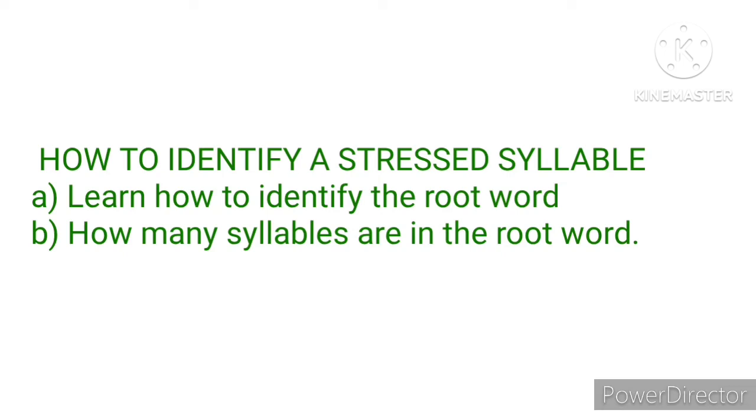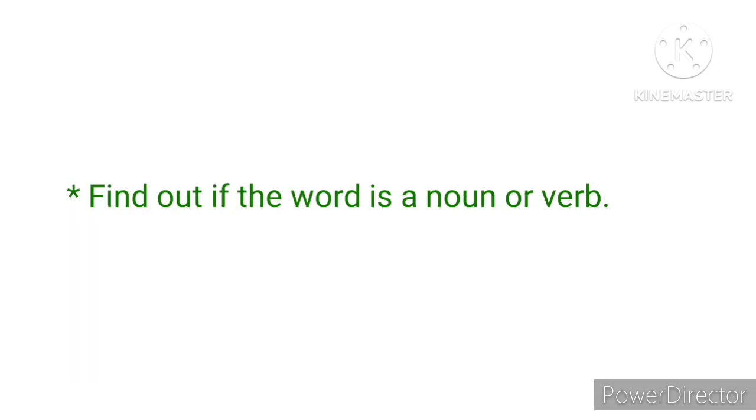Now, when you have a word with 2 syllables, the first thing you should do is to find out if the word is a noun or a verb. If it's a noun, you should place the stress on the first syllable, and if it's a verb, place the stress on the second syllable. Let me repeat, please pay attention. When you have a word that has 2 syllables, if the word is a noun, place the stress on the first syllable, and if it's a verb, place the stress on the second syllable.